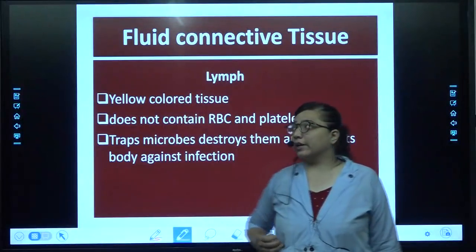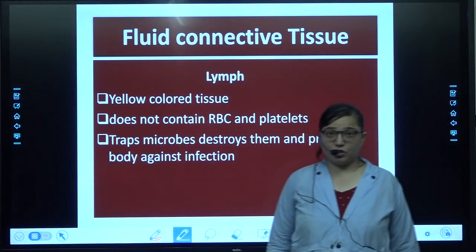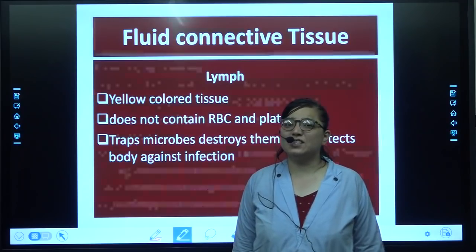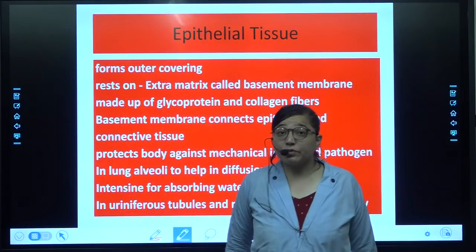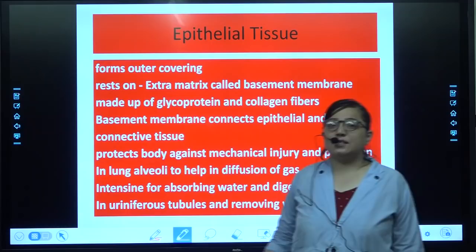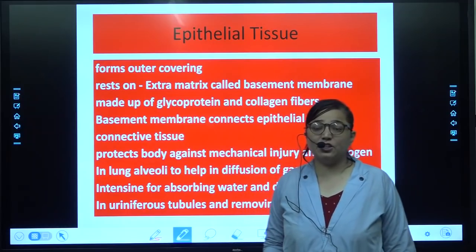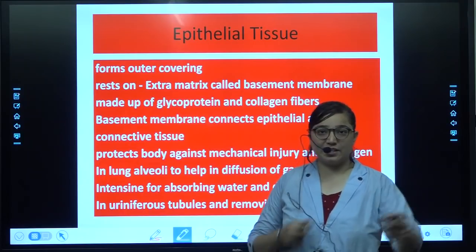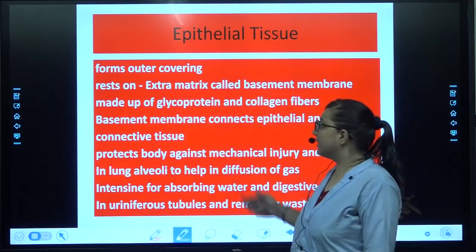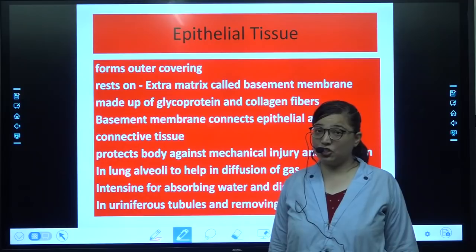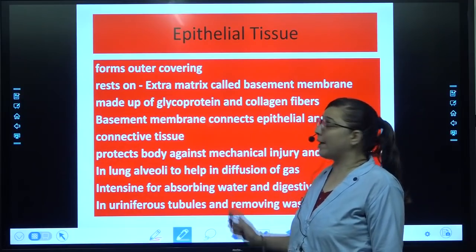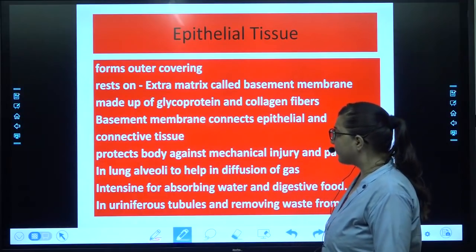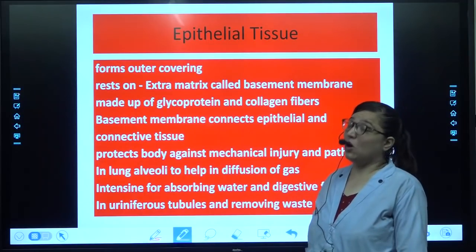Now, after doing this fluid connective tissue, let's move on to the next type of tissue, which is epithelial tissue. Last time when we did this epithelial tissue, we did a little bit less revision. So in today's session, in this quick recap of animal tissue, we are going to do epithelial tissue revision 2 times. Alright, epithelial tissue.